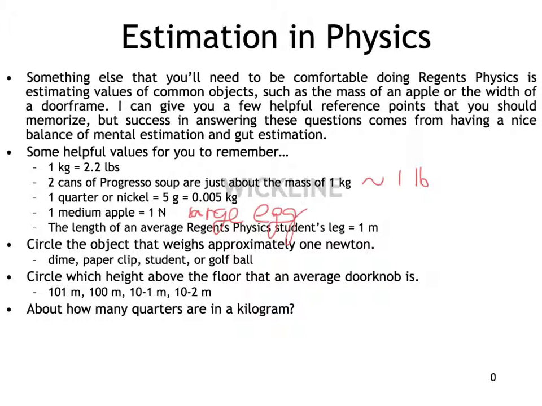Okay, so the object that weighs just about 1 Newton, I'm going to go with a golf ball, because that's pretty similar in size to a medium apple or a large egg.